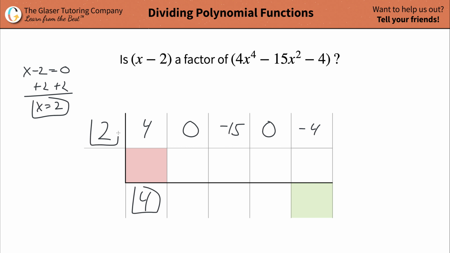Then multiply these two. 4 times 2 is going to be a total of 8. That goes in the next adjacent cell. Then add these terms together. That's going to be a total of 8. Then take this new term and multiply it by that outside term. So 8 times 2 is going to be 16. Plug it into the next adjacent cell. Add them together. That's going to be a positive 1.